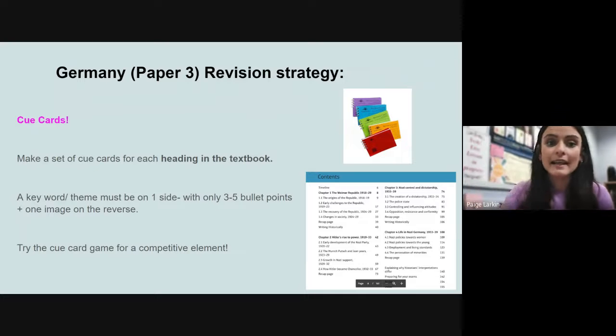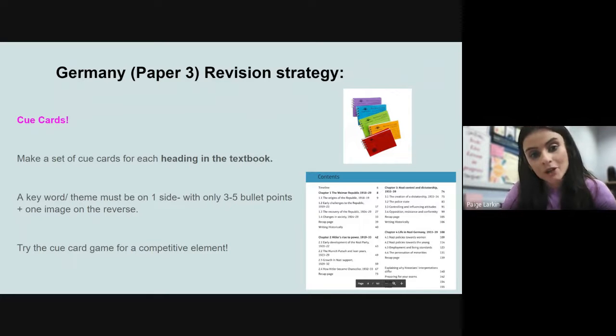If they can, they get to keep the cue cards, they get a point. If they can't, you keep it, and it works as a bit of a competitive game. And whoever's got the most cue cards at the end of the series, of course, wins. And it's the aim for your son or daughter to get as many of those cue cards as possible, because they need to try and recall all of the information that they've written onto them.